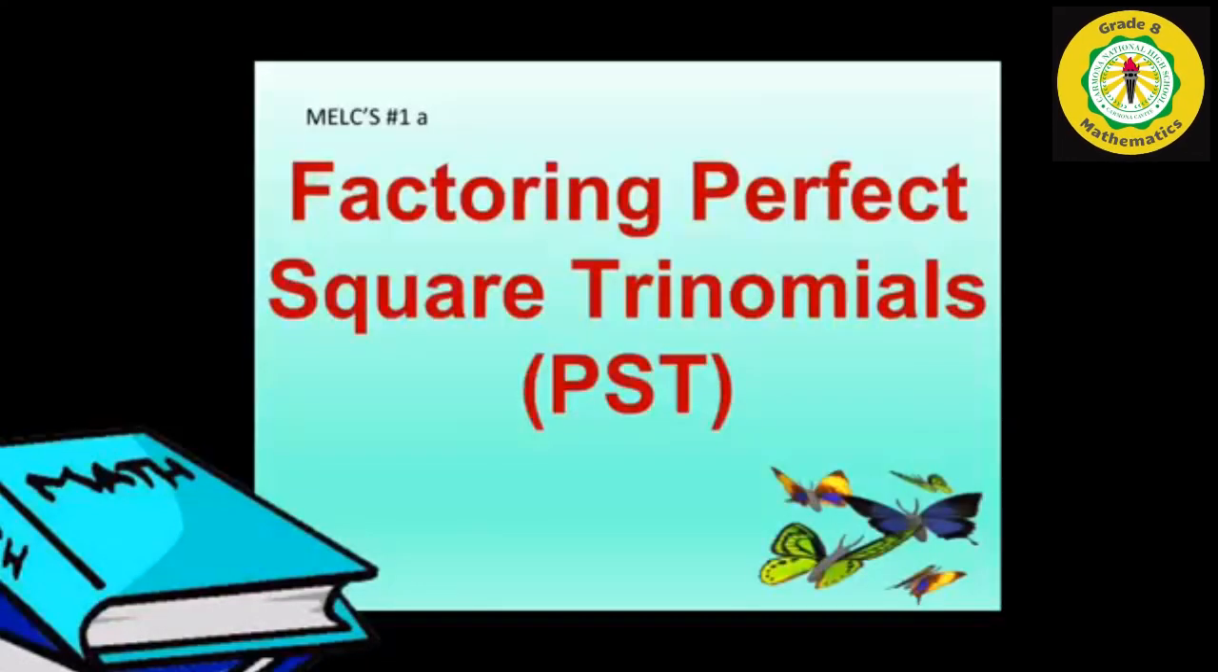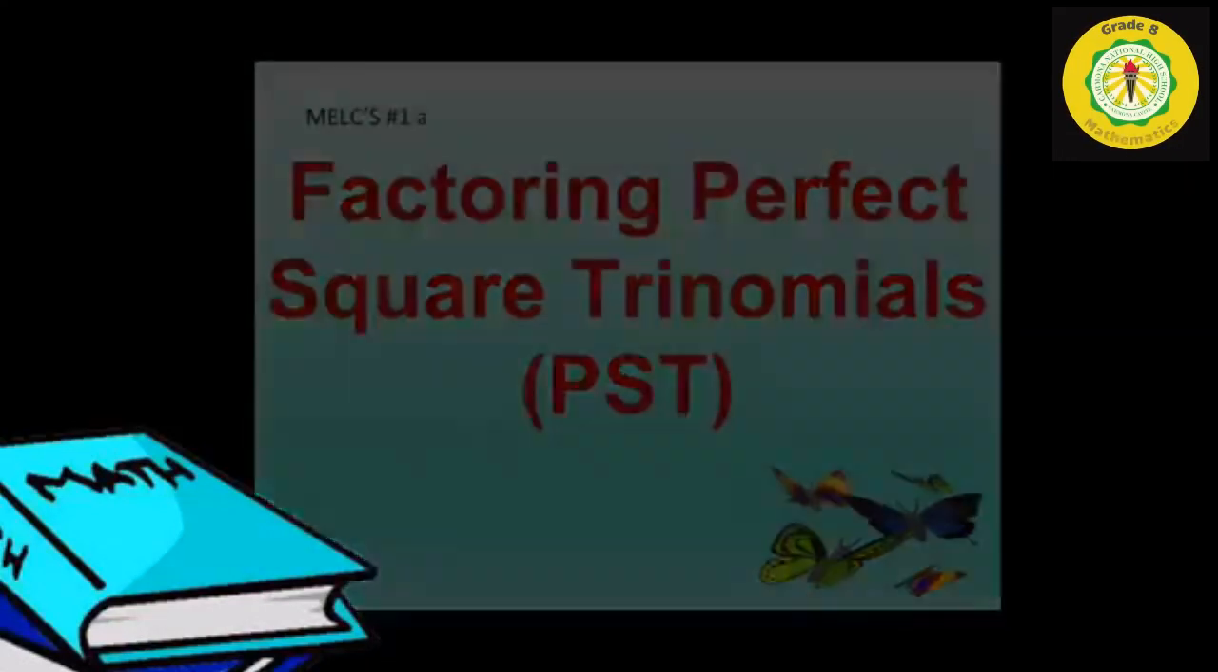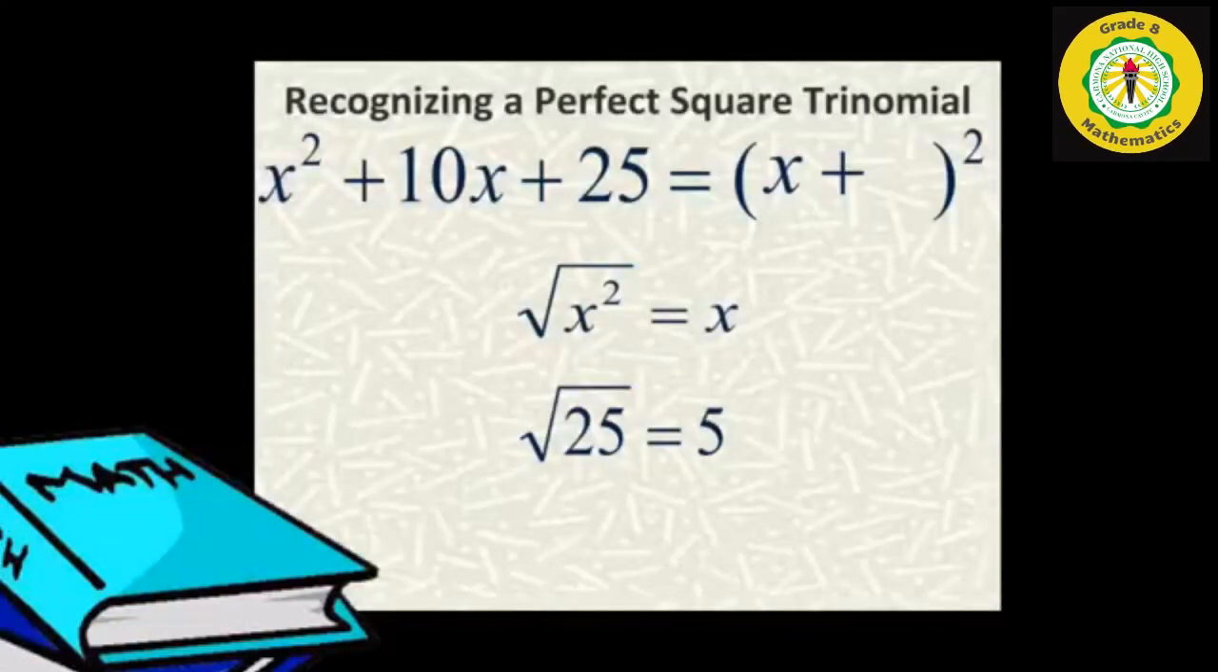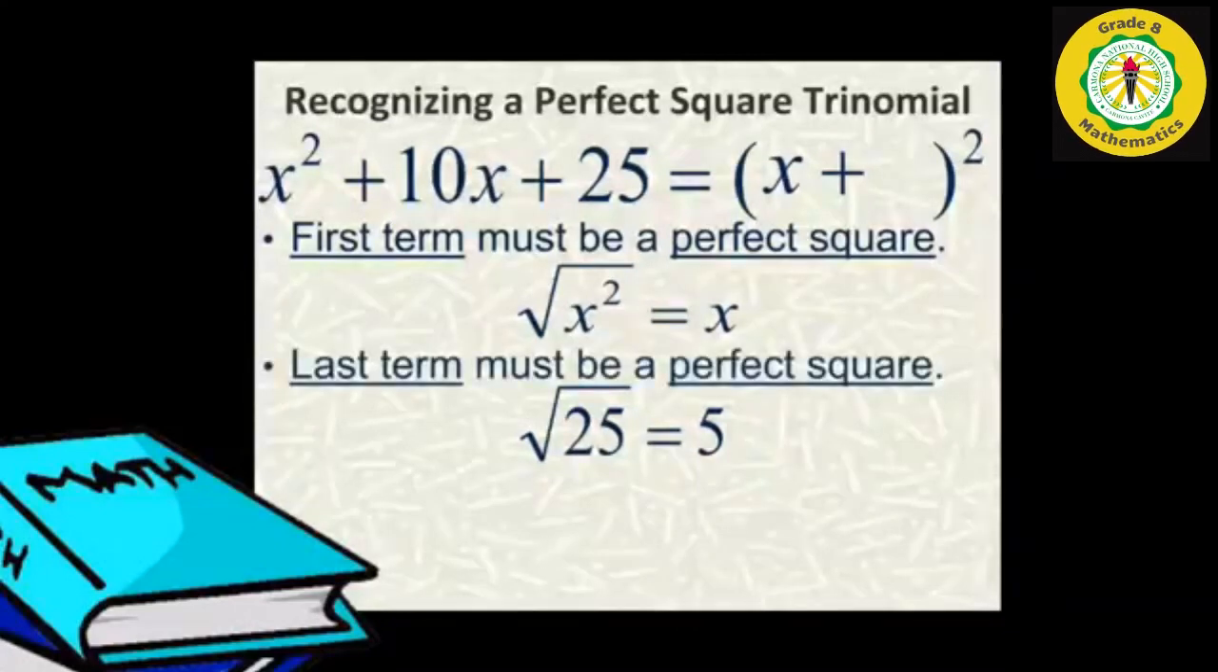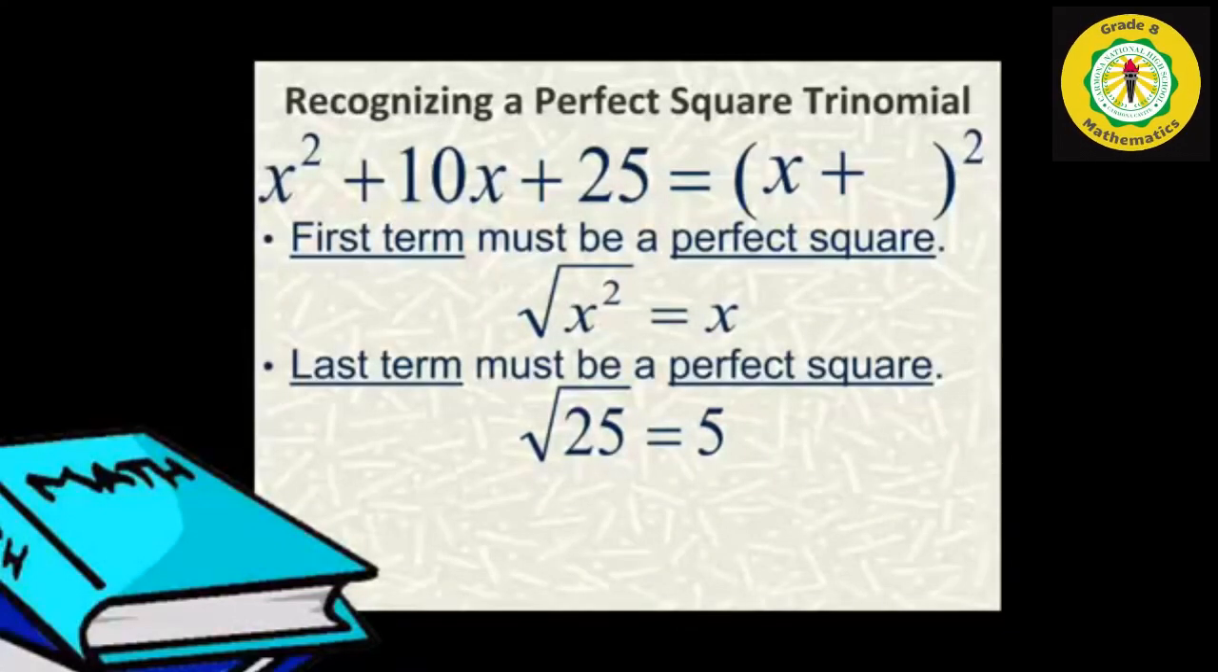Factoring perfect square trinomials. Before you can factor a perfect square trinomial, you have to learn to recognize it. So for our first example, x squared plus 10x plus 25. The first term must be a perfect square. So the square root of x squared is equal to x. The last term must be a perfect square. The square root of 25 is equal to 5.